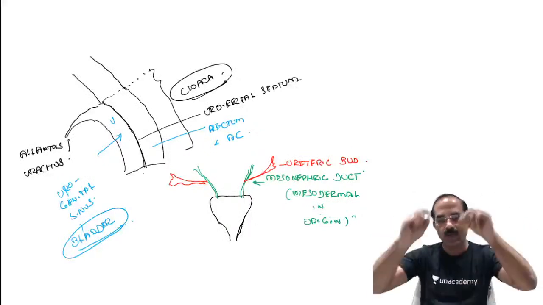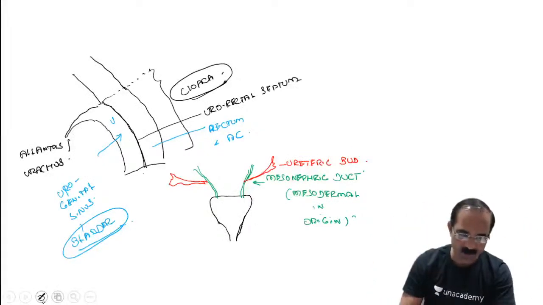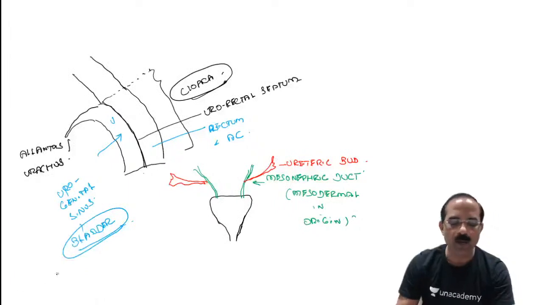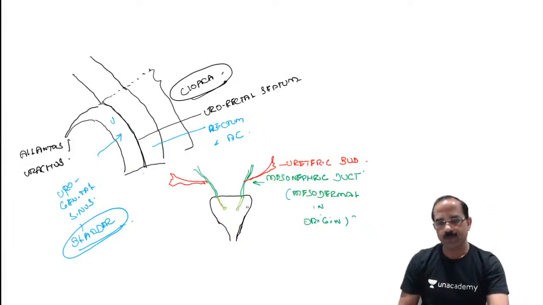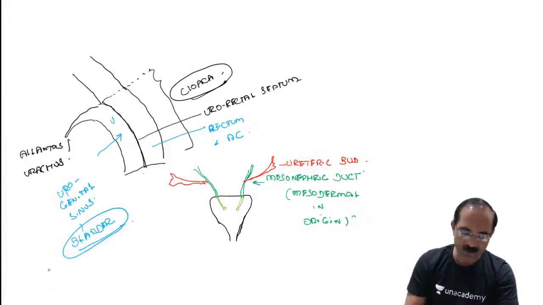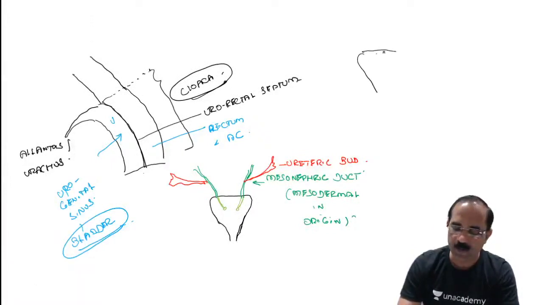Okay, ureteric bud. At this point of time, how many openings in the bladder are seen? How many openings in the bladder will there be? There will be two openings in the bladder of these two mesonephric ducts, right? After some time, what happens? See, after some time what happens?